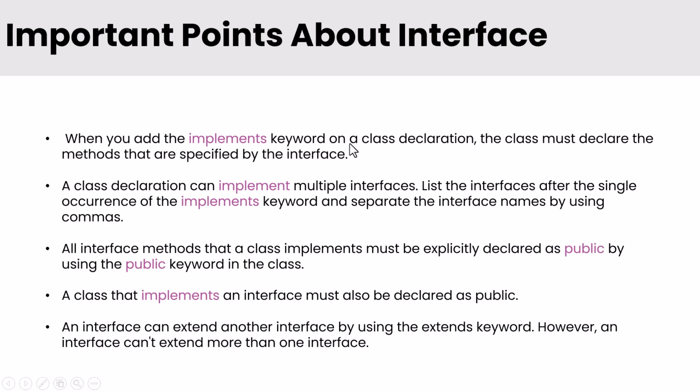So when you add the implements keyword on the class declaration, the class must declare methods that are specified in the interface. If you specify 2 methods, you have to implement 2 methods in the class. If there are 3, then you have to implement those 3 methods in the class, otherwise you will get an error. The second point is a class declaration can implement multiple interfaces. If there are multiple interfaces and you want to implement them using a class, you can do that. How will you do that? List the interfaces after the single occurrence of the implements keyword and separate the interface names by using commas.